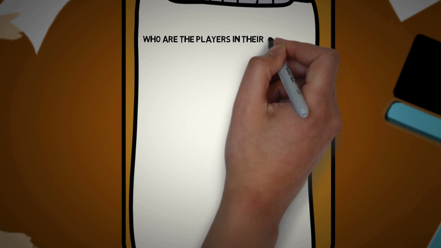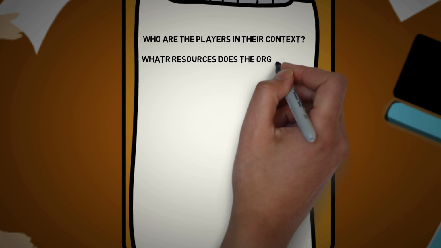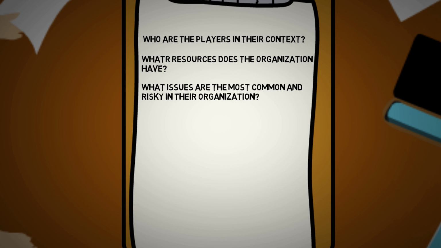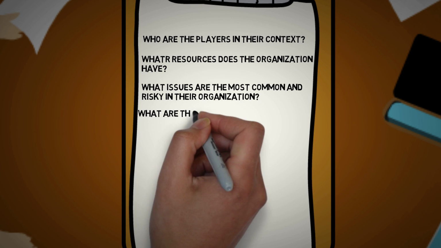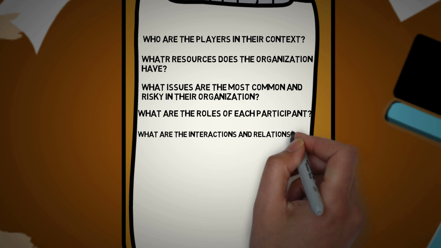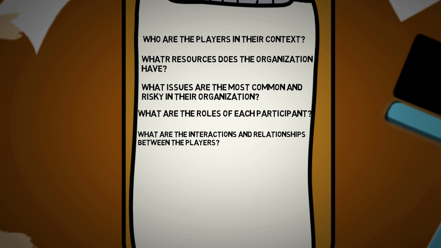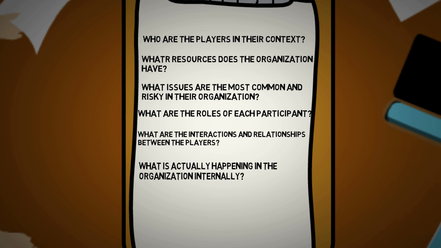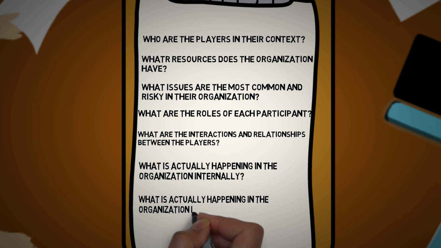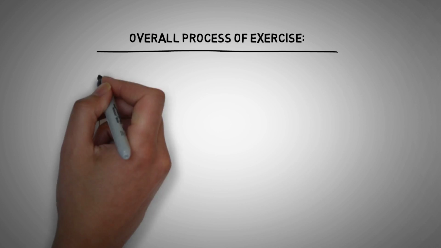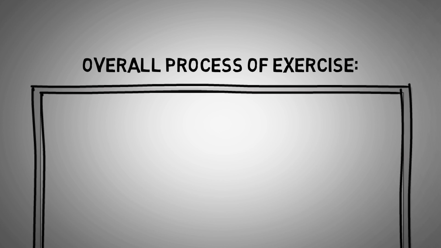Who are the players in their context? What resources does the organization have? What issues are the most common and risky in their organization? What are the roles of each participant? What are the interactions and relationships between the players? What is actually happening in the organization internally? What is actually happening in their context externally? The overall process of this facilitation method is as follows.